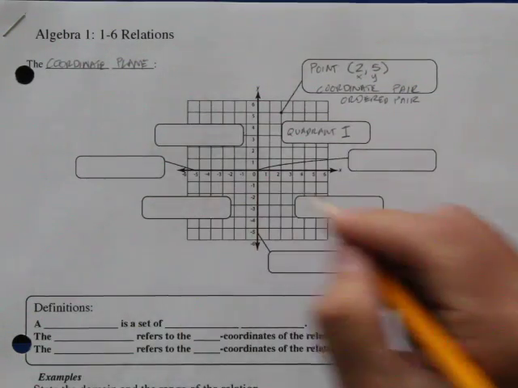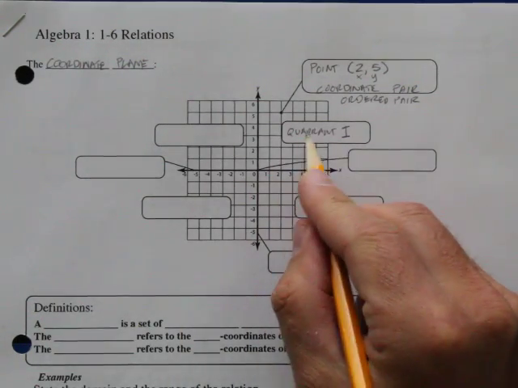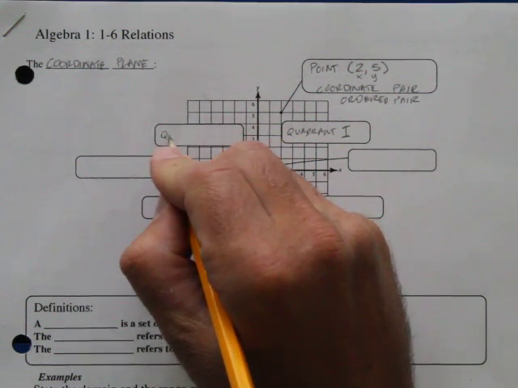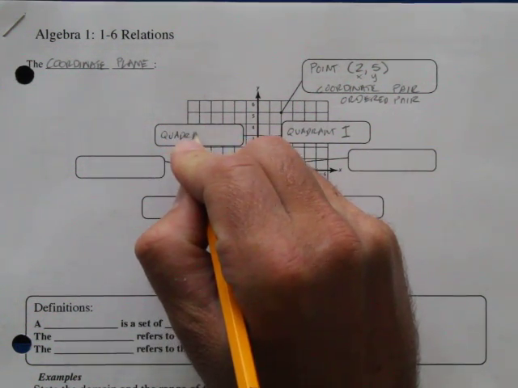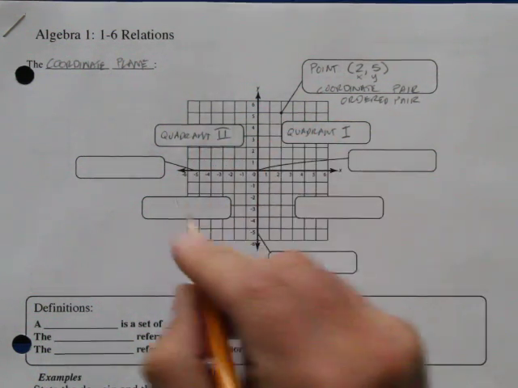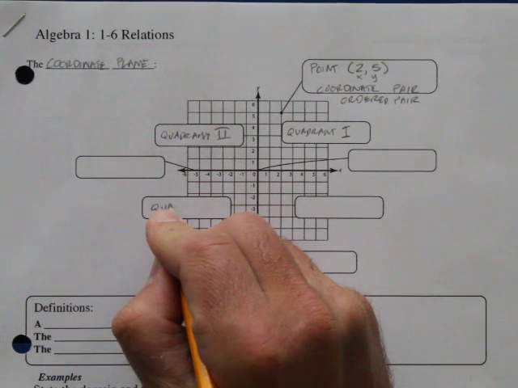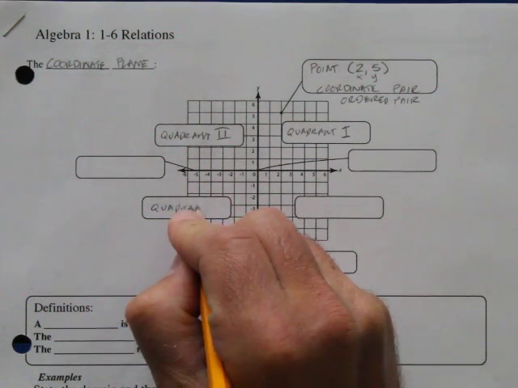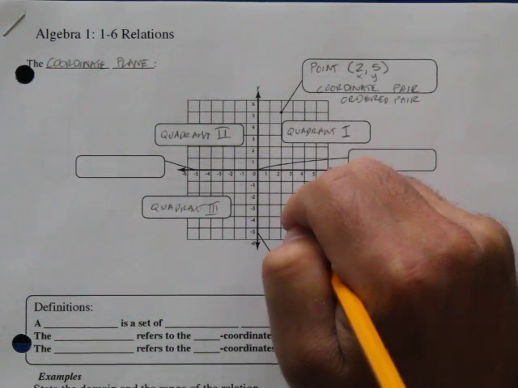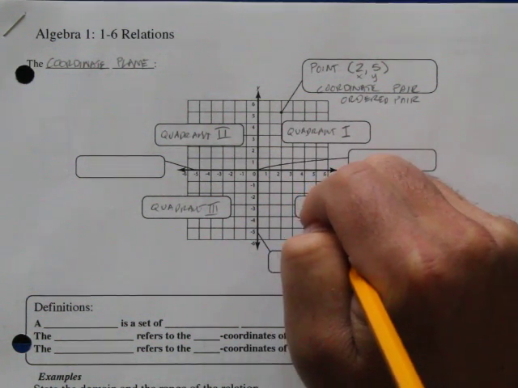Then let's label all of the quadrants here. So if we go counterclockwise, this is quadrant 2. Quadrant 3. And quadrant 4.